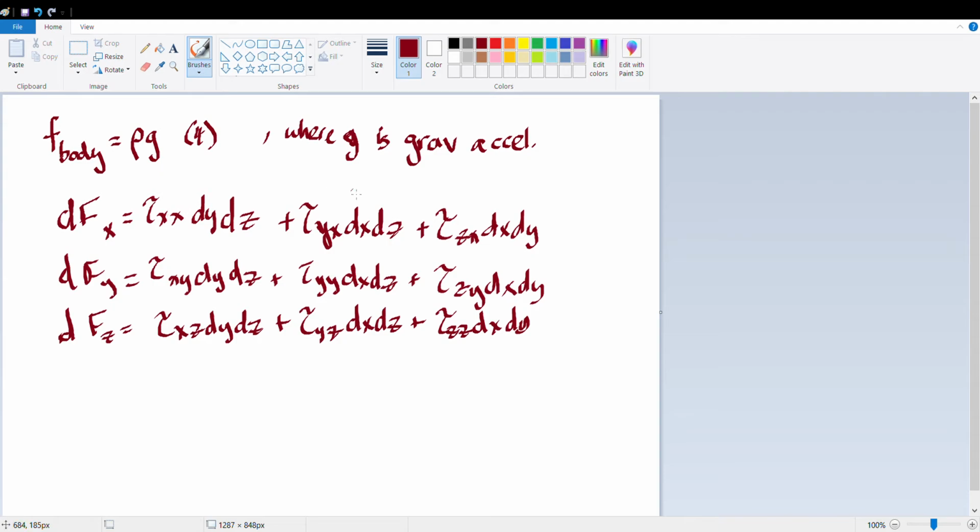All right, so as you can see, these are our elements. The taus are elements of our tensor notation, that three-dimensional matrix that I just showed you. And these are the faces that they apply on. So the x face that this tau xx applies on is basically defined by dy dz.